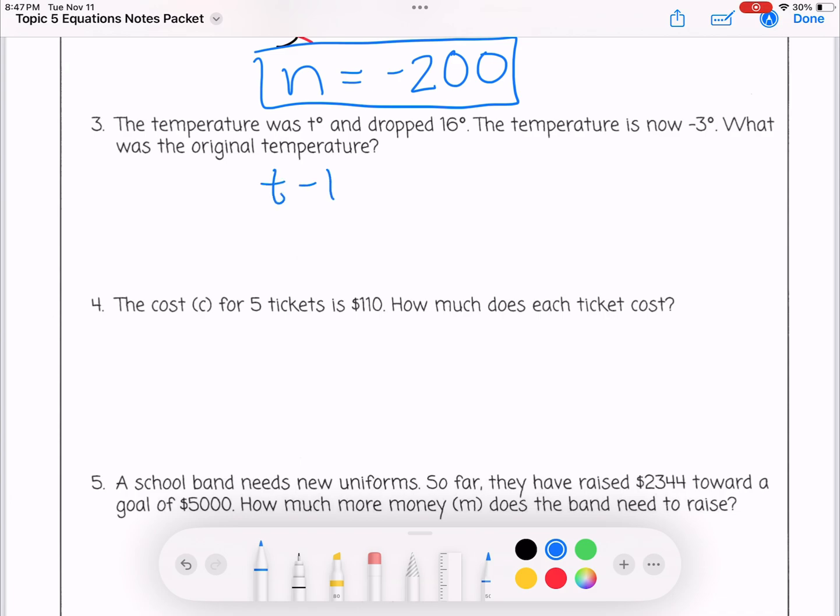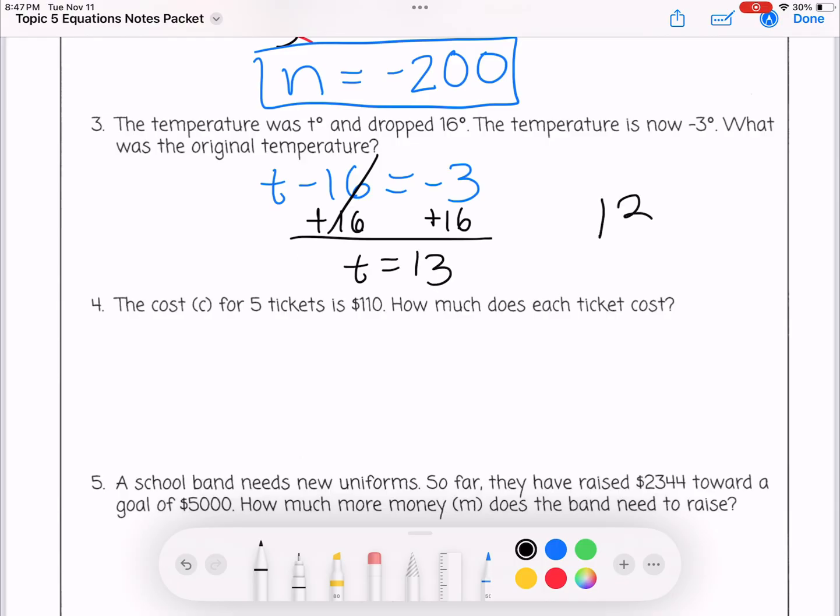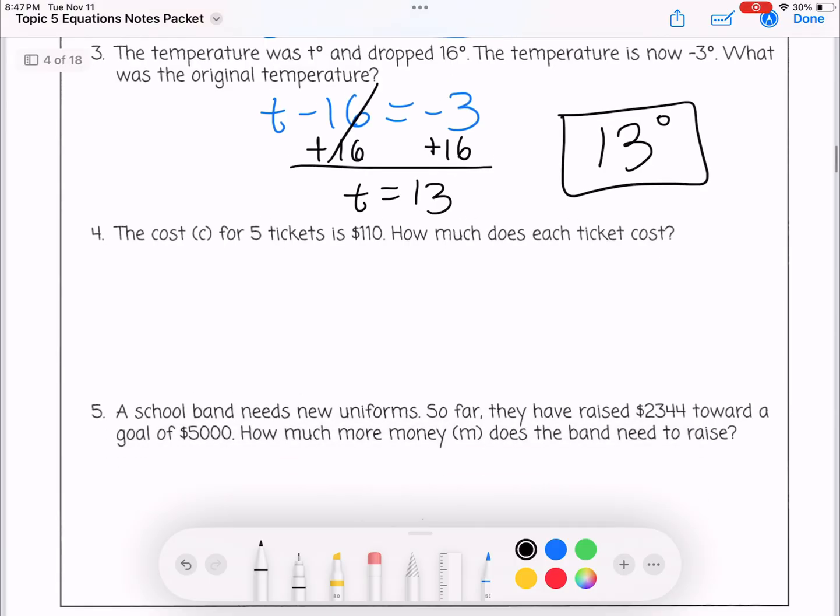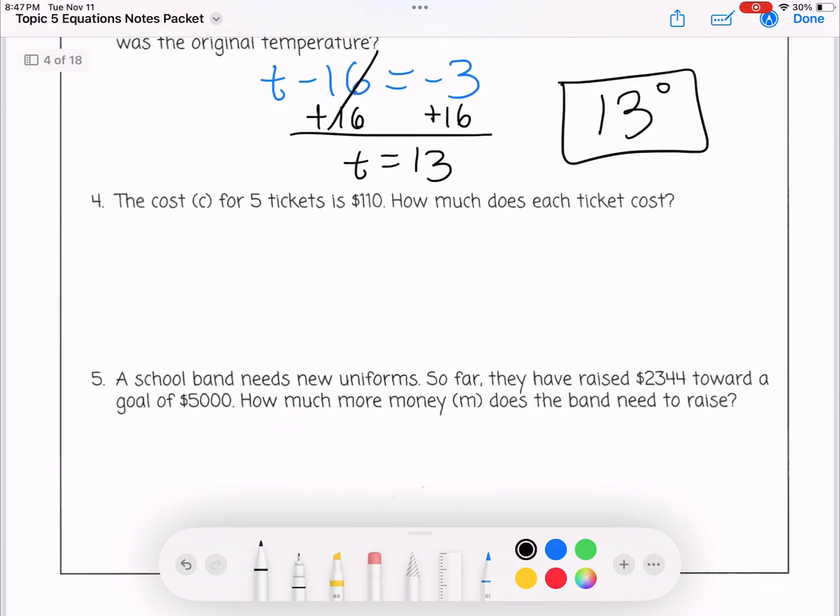Okay, I want you to pause and try number 3. When you're ready to come back, we do T, the temperature, it dropped 16, so T minus 16 equals negative 3. I'm going to solve it, and I get T equals 13. So the original temperature was 13 degrees. Notice how I'm labeling my answers.